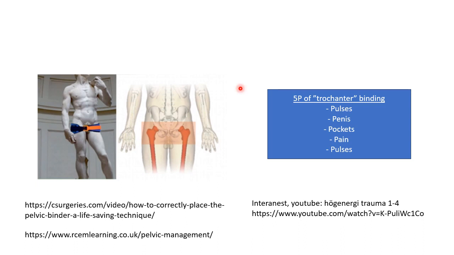All right, just quickly, the pelvic binder. It's actually a trochanter binder. It should be placed over the trochanter, then pulled. You can use anything, but these trochanter binders are good. Once you have done that, you'll check for pulses, the penis, the pockets of the patient. Usually you'll take the pants off though, and then check for pain, and then pulses again, just to check these things. That's a P5 piece. Nothing in between, like penis and pockets, is so that you don't get pressure problems.